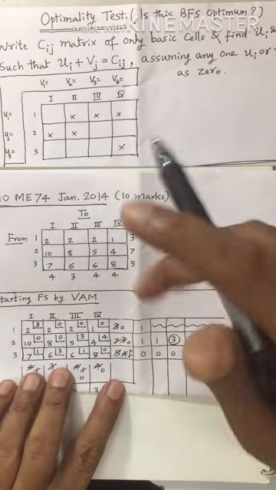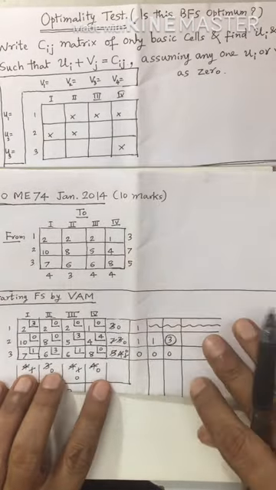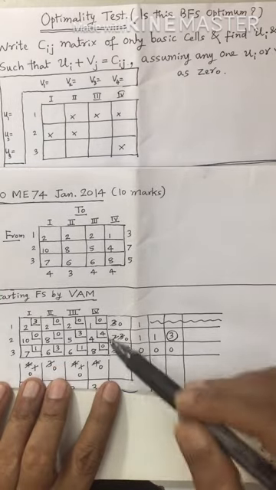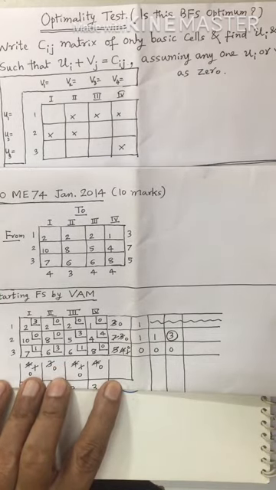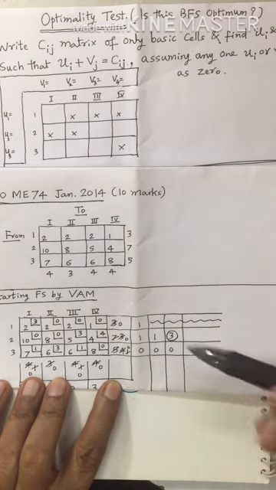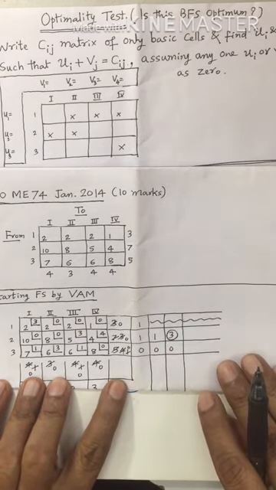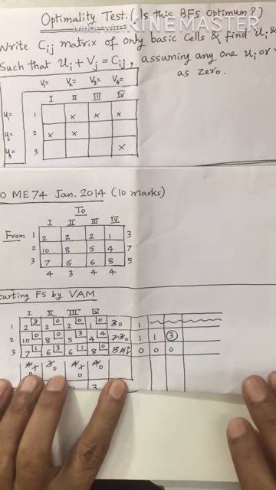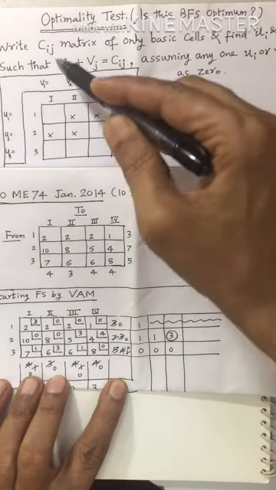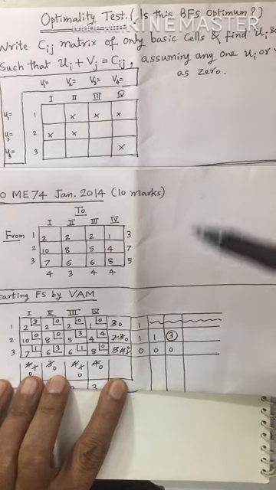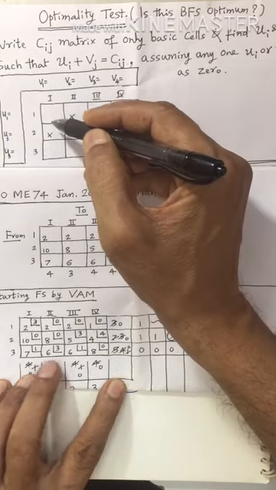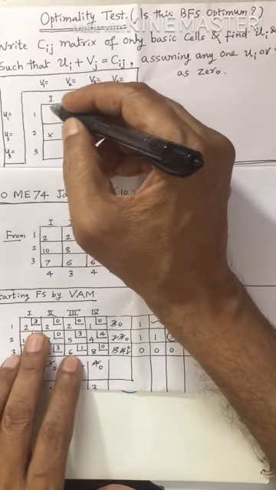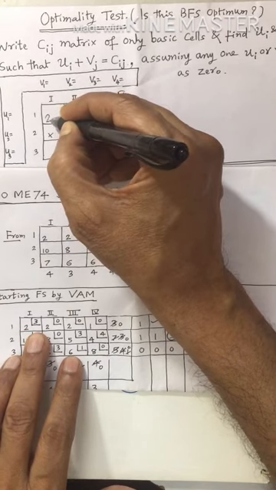Now the cross marks I have put here, for your reference, I have kept the solution here, indicating that they are all non-basic cells, which I am not supposed to attend to. Only for basic cells is my concern: write the Cij matrix of only basic cells. Say for example, the first cell 1 1 is a basic cell. What is the Cij value for this? This is 2.